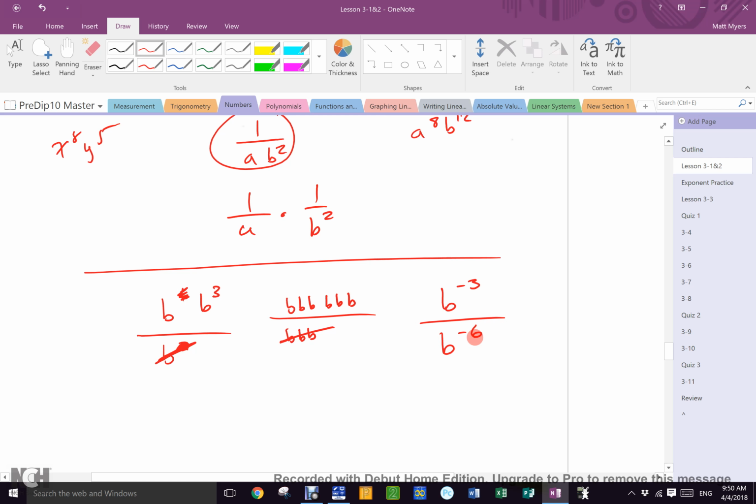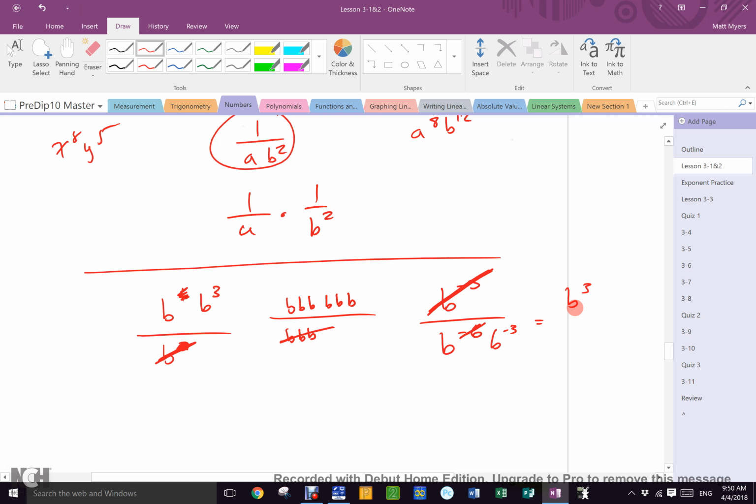Because then, negative, subtracting a negative, adding, right? So what I do here is I say, okay, I can get rid of these 3 negatives. 3 negatives are gone. So I got b to the negative 3, but it's in the bottom. That's not allowed. So where do I move it? Back up to the top.